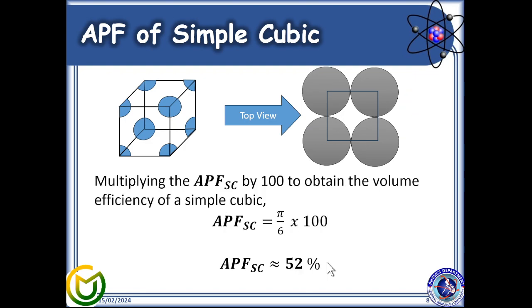Multiplying the result by 100 will obtain the volume efficiency of the simple cubic, having 52% efficiency. It means that 52% of the space of a simple cubic is occupied, while 48% is unoccupied.